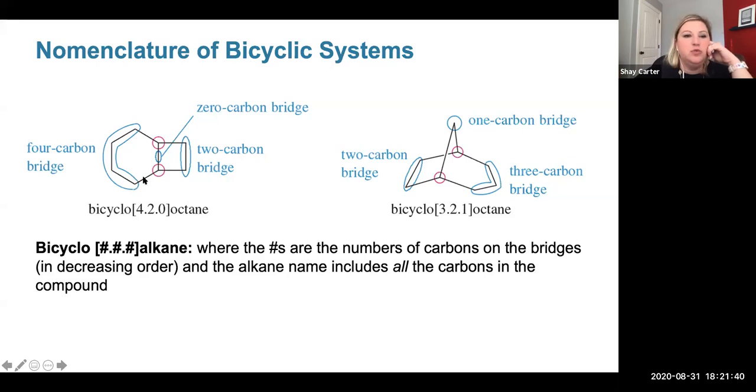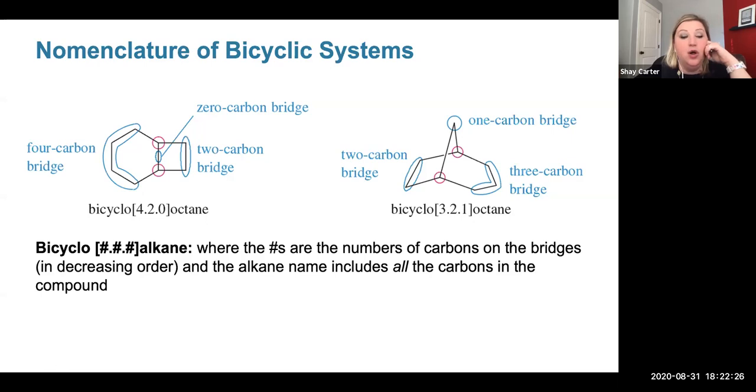And what we do is we write the largest number of carbons. So this is a 4-carbon bridge. So this would be 4, 2, and then 0, because these carbons share carbons. There's a 0-carbon bridge here. Okay, and you always write them in decreasing order. So here, this has 2 fused rings, but there's a 1-carbon bridge in between. So we write, hey, I got a 3-carbon bridge, a 2-carbon bridge, and a 1-carbon bridge. And this would be a fused ring system.